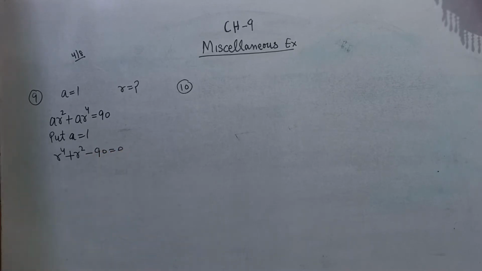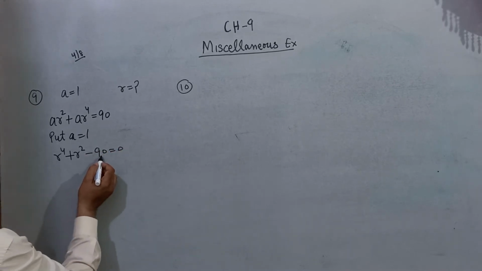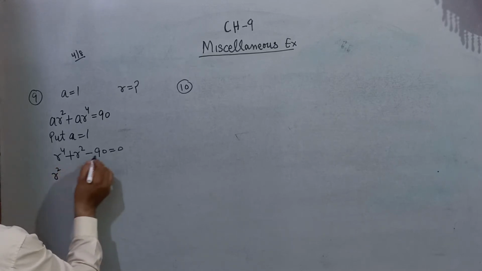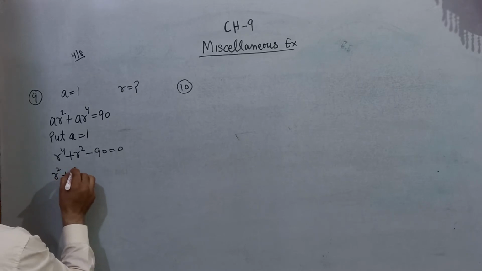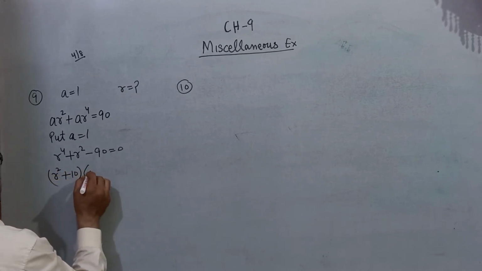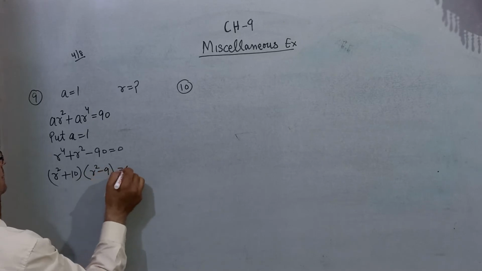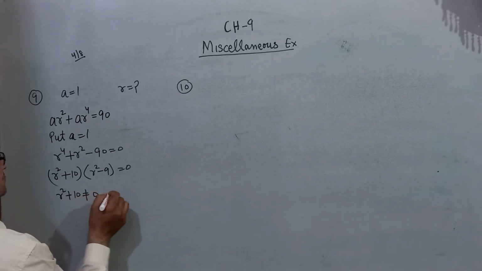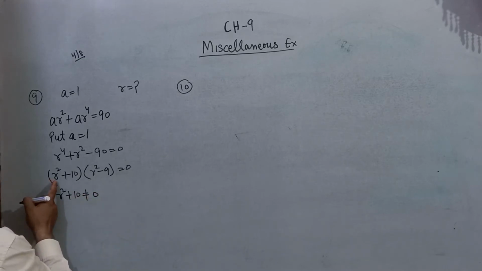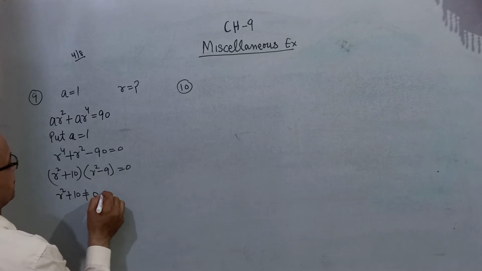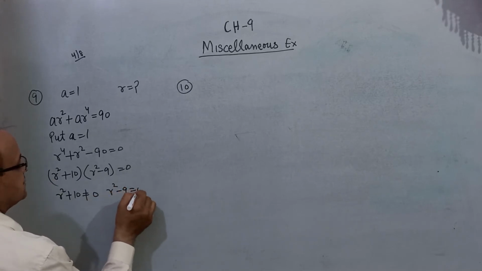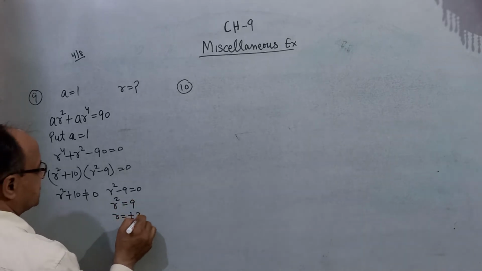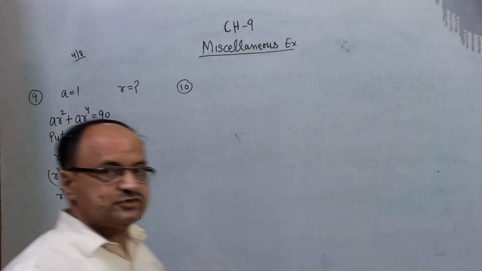Now split the middle term. The product is 90 and the difference is 1, so (r^2 plus 10)(r^2 minus 9), correct? You can do the factorization very well. You know that r^2 plus 10 is not equal to 0, because the square of a real number can't be negative. Therefore r^2 minus 9 is equal to 0, r^2 is equal to 9, r is equal to plus or minus 3. This is the answer of question number 9. So simple a question.